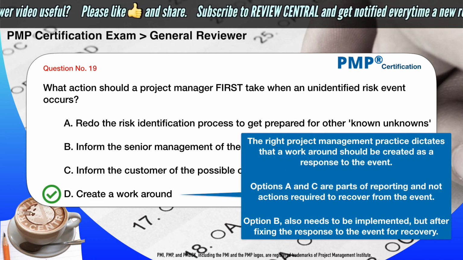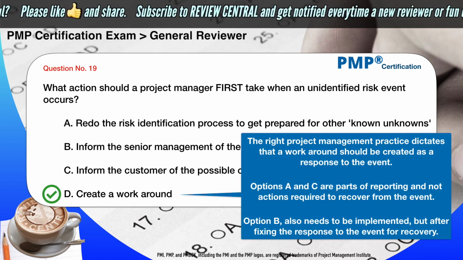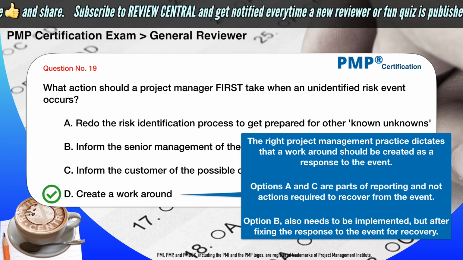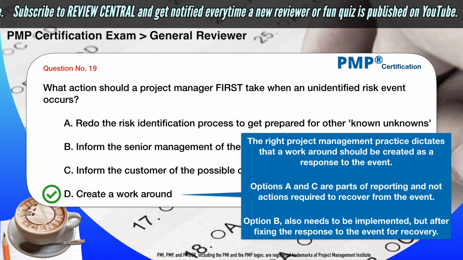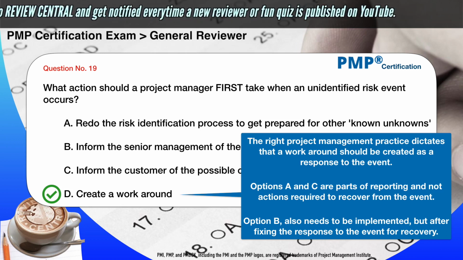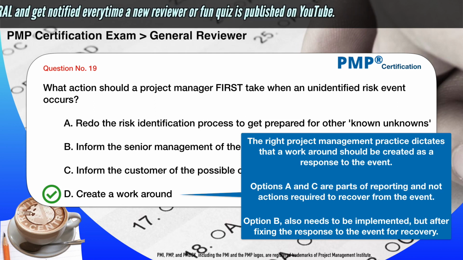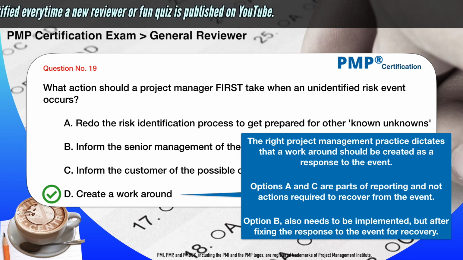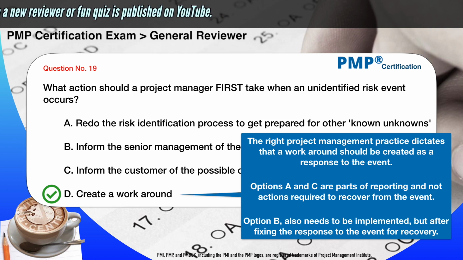The correct answer is D. Create a workaround. The right project management practice dictates that a workaround should be created as a response to the event. Options A and C are parts of reporting and not actions required to recover from the event. Option B also needs to be implemented, but after fixing the response to the event for recovery.